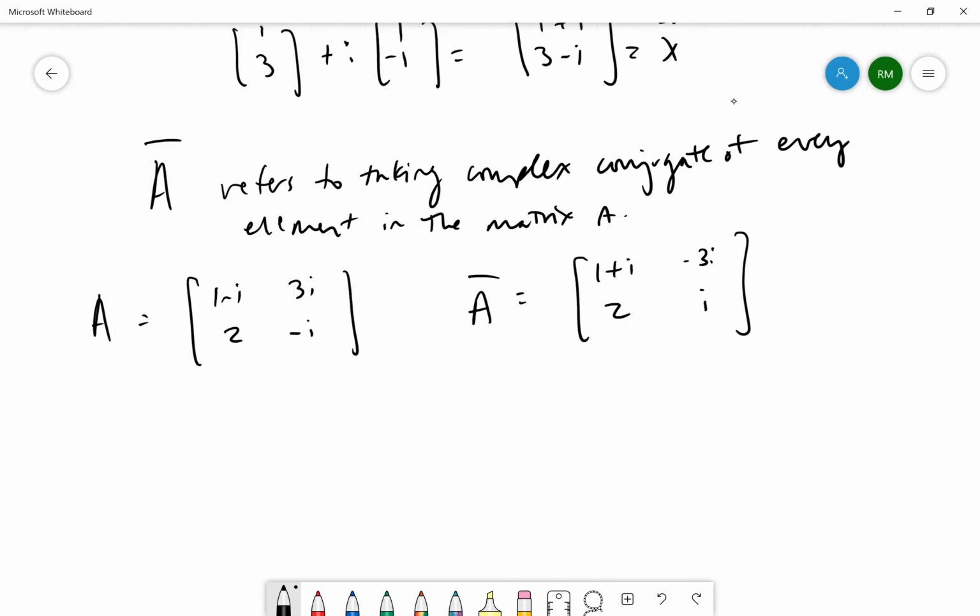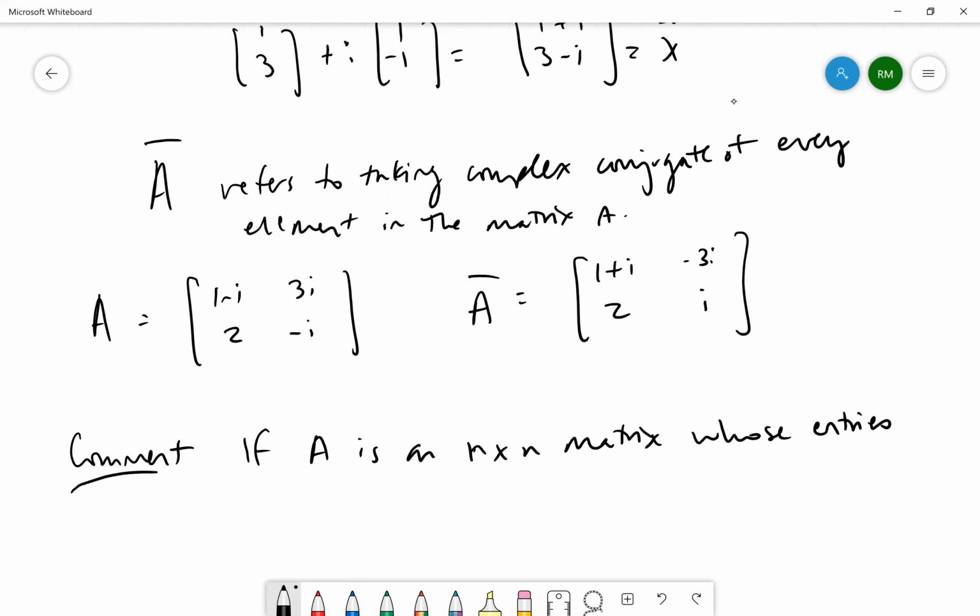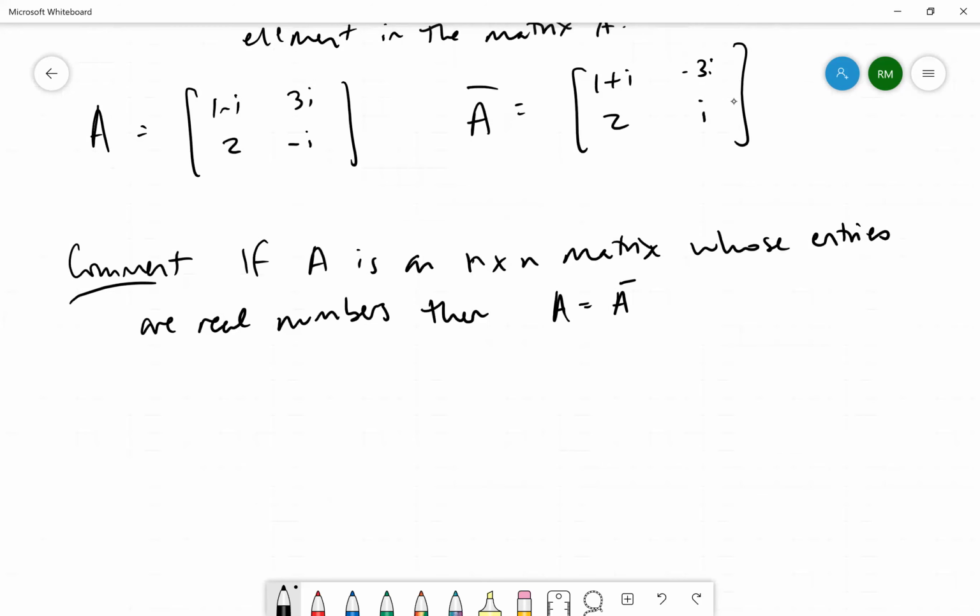Okay, so comment. If A is an n by n matrix whose entries are real numbers, then when you take the complex conjugate, it doesn't do anything. There's no i's to flip the sign on. So what this tells us is that if I take the conjugate of A times x, it's the conjugate of A times the conjugate of x, which is A times the conjugate of x.